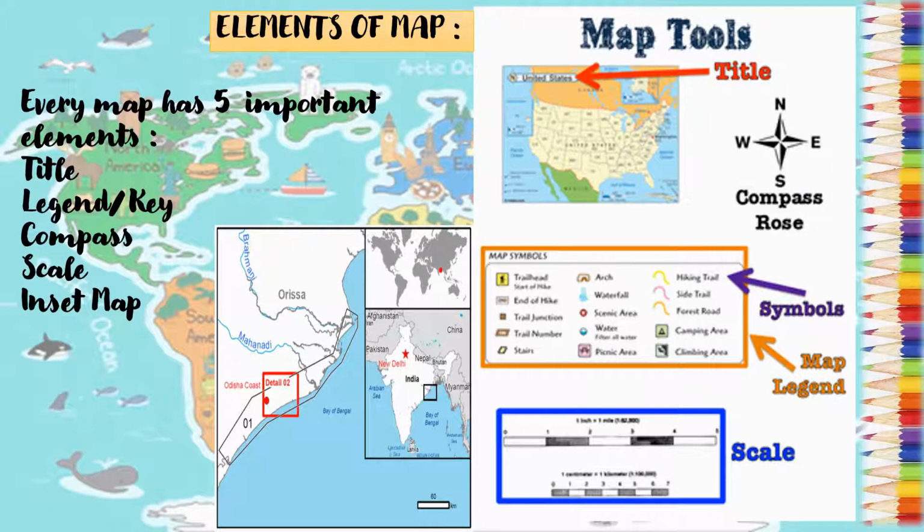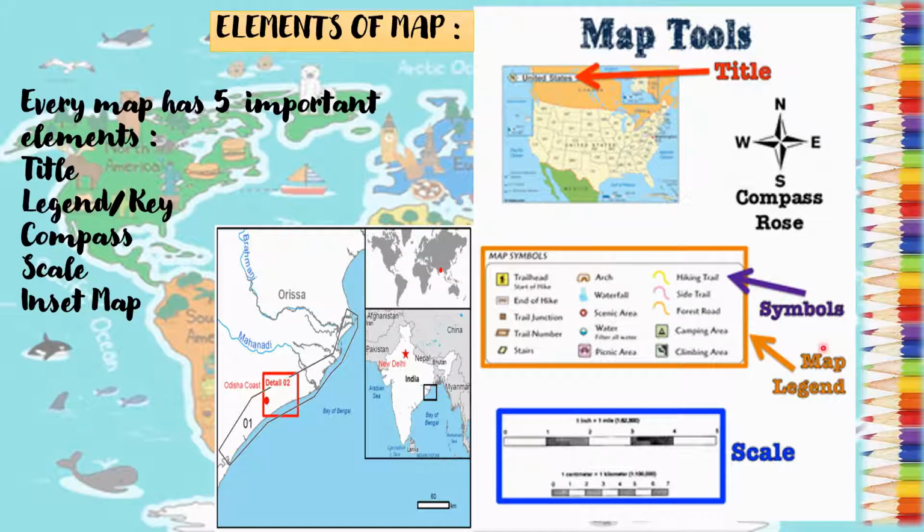Now, let us understand what is elements of map. Every map has 5 important elements, that is title, legend or a key, compass, scale, and inset map. Each element has its own purpose. The title tells you the purpose of the map.